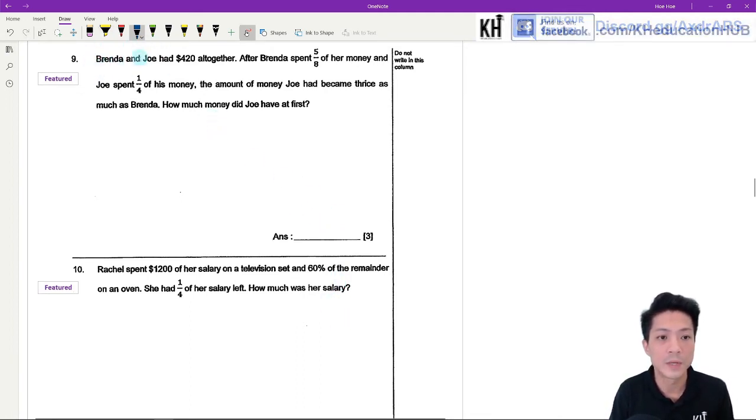Question 9. Brenda and Joe had $430 altogether. After Brenda spent 5 over 8 of her money and Joe spent a quarter of his money, the amount of money Joe had became twice as much as Brenda. So how much money did Joe have at first? I'm going to draw a model for this. First, I'm going to draw the model that's in the end.